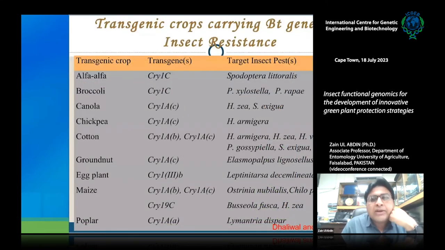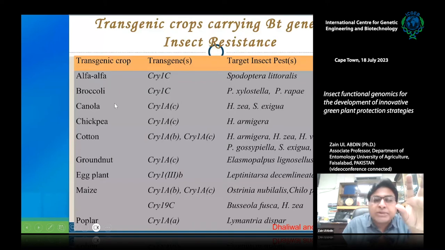Here's a quick summary from the literature. What types of cry genes are isolated and in which crop they are inserted to protect them against pests. For example, in alfalfa crop, Cry1Ac is present and it protects that crop against Protoparce lutealis. Then in broccoli, Cry1Ac protects from Plutella xylostella and Pieris rapae. Like in canola, it is Spodoptera exigua. Chickpea, cotton, particularly in cotton, Cry1Ab, Cry1Ac. These two genes, double gene BT varieties, the BT cotton variety, is protected against Helicoverpa armigera and Pectinophora gossypiella.